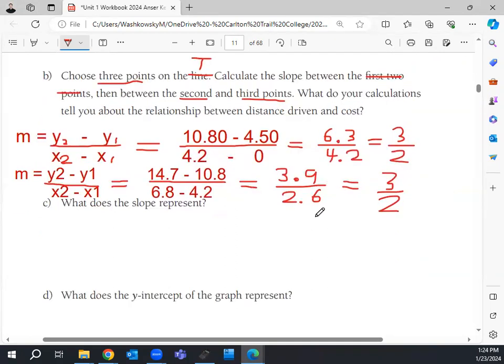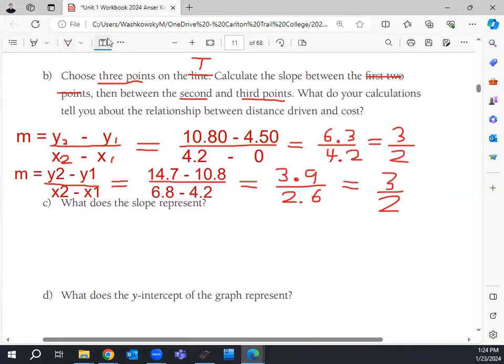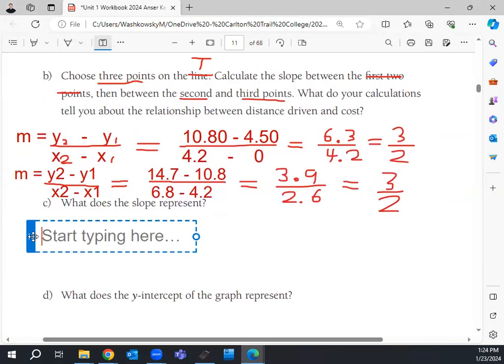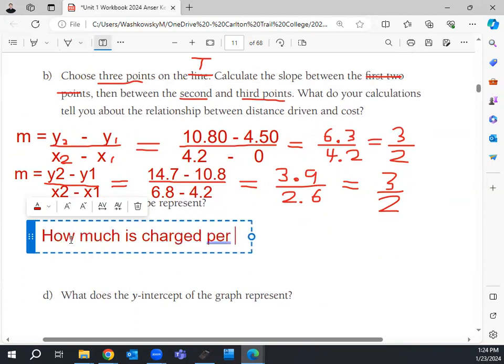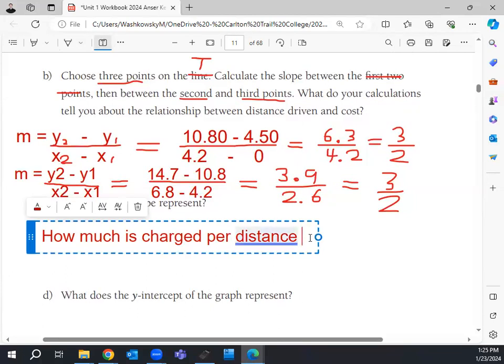So this third question here is, what does the slope represent? The slope of this line? Yeah. So it's how much is charged per distance. The slope represents how much money is being charged per distance traveled.